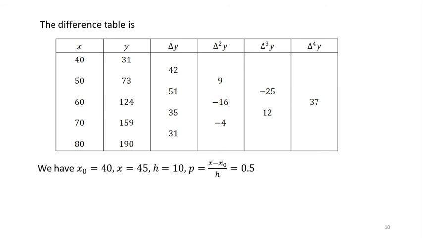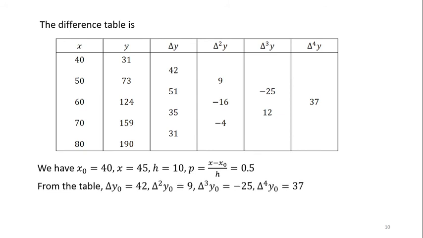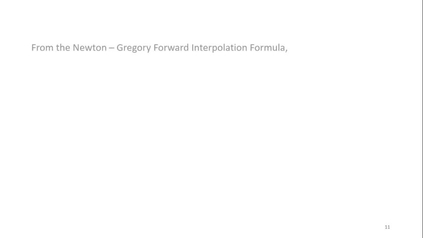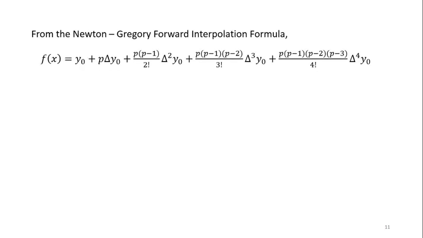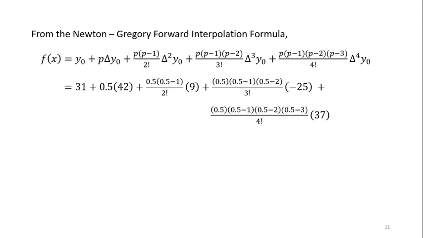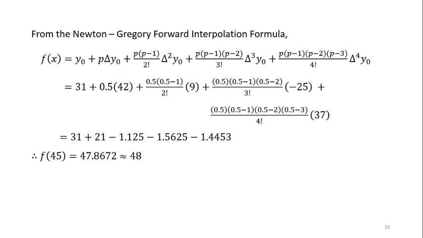So x naught is 40, x is 45, h is 10, p is x minus x naught by h, that is 45 minus 40 by 10, that is 0.5, and delta of y naught is 42, delta square of y naught is 9, delta cube of y naught is minus 25 and delta power 4 of y naught is 37. Now write down the Newton-Gregory forward interpolation formula and substitute these values. If we simplify this, we get f of 45 as 47.8672, which is nearly equal to 48.